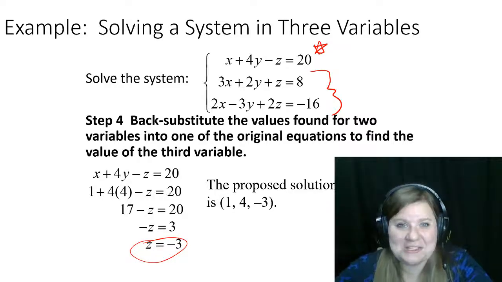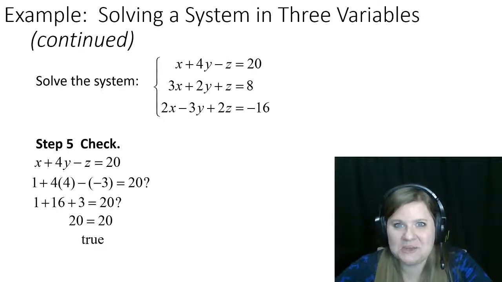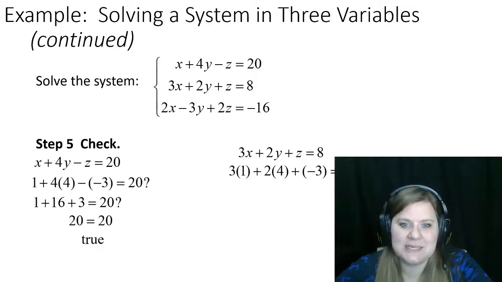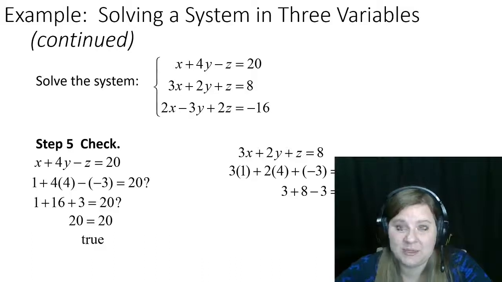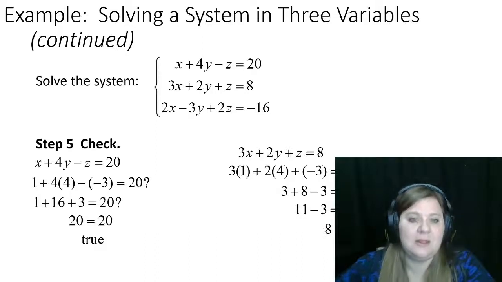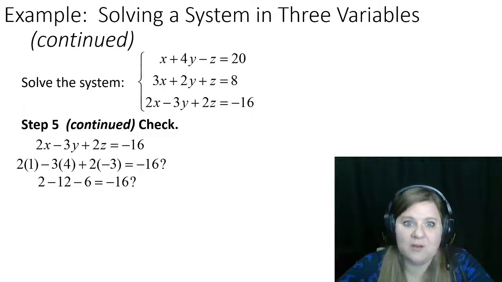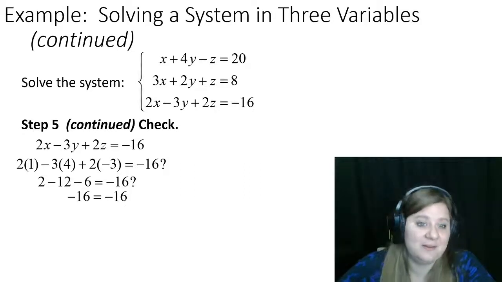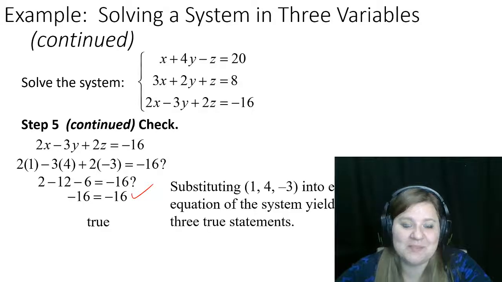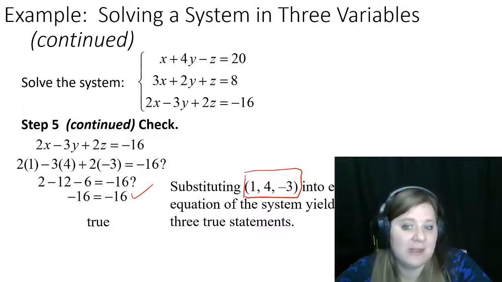So hopefully you've had a chance to do that checking, because first of all, we already knew it would check in the first one because we used that to solve for our z value. But when we checked it in the second one, we got 3 plus 8 minus 3, which does come out to be 8 equals 8. And when we checked it in our third one, we ended up with 2 minus 12 minus 6, which came out to be -16, exactly how it was supposed to. So it definitely worked, which means we get to keep 1, 4, -3 as our final answer.